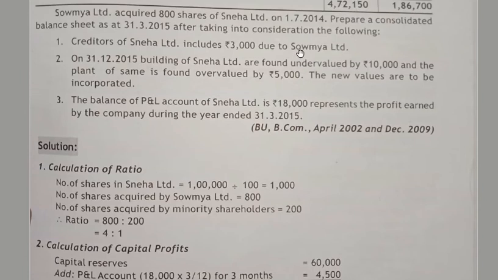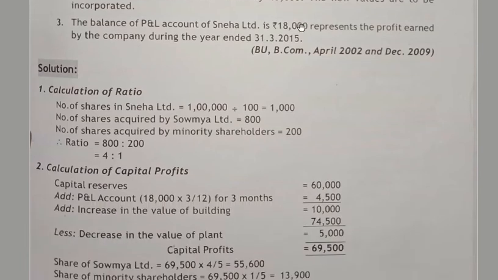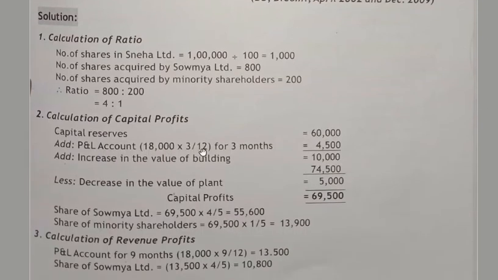Why 3 by 12? In the month of July the company was acquired, but the balance sheet is prepared from April 2014 to March 2015. So April, May, June, so 3 months comes under your capital profit. So that is before your acquisition. After July it becomes your revenue profit. So 3 into 3 by 12, which is for 3 months. So you get 4,500 as your profit and loss account for 3 months.